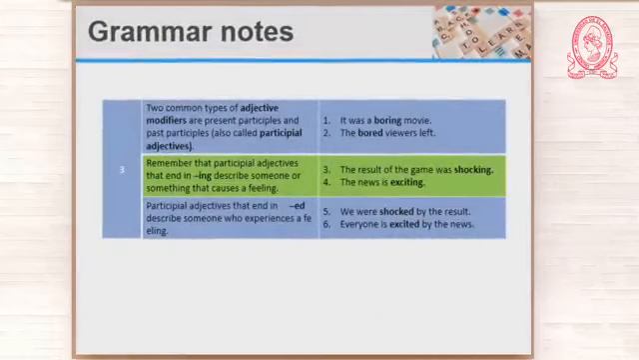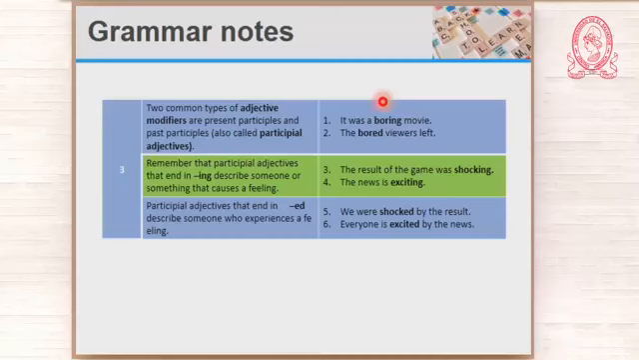Let us continue with our grammar notes. Two common types of adjective modifiers are present participles and past participles, also called participial adjectives. Let us see sentence number 1. It was a boring movie. Head noun, movie. What is boring?